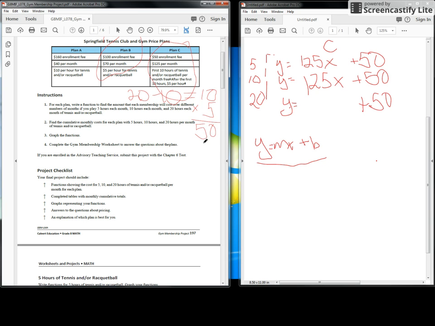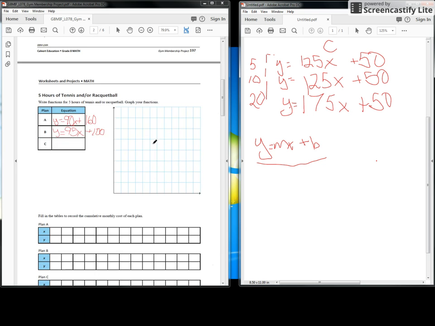Tennis and racquetball, $50 a month, plus $125 per month. Okay, so here we're cooking. $175 per month if you play 20 hours of tennis and racquetball. All right, that's our last equation, and we can go plug them into our data sheets.